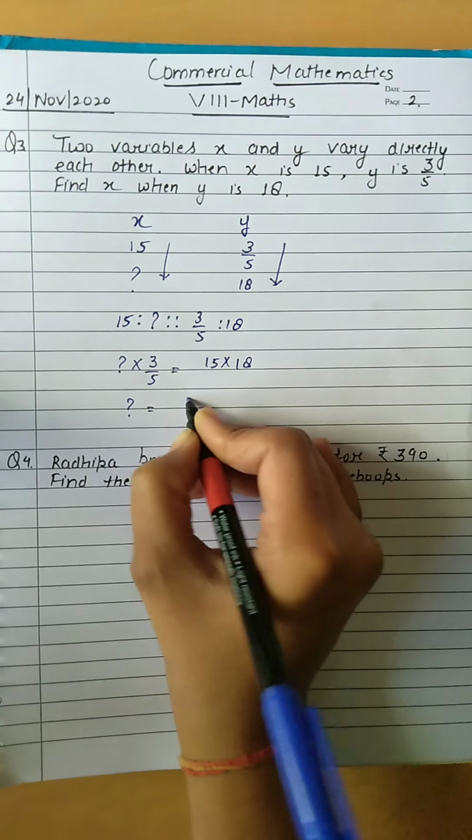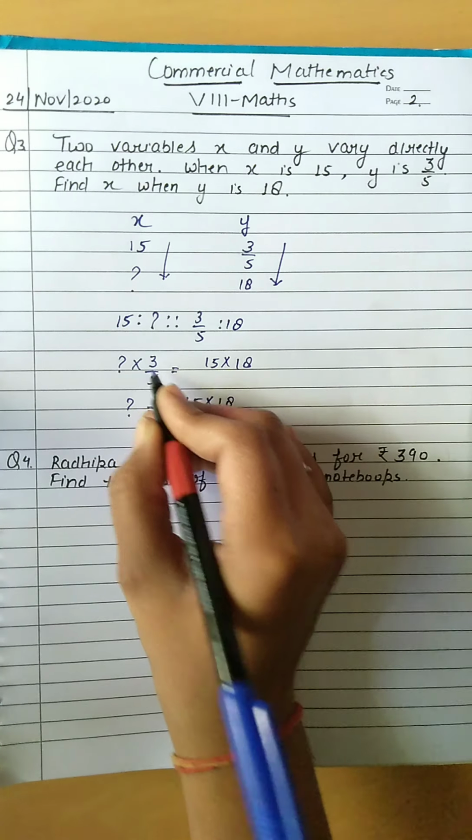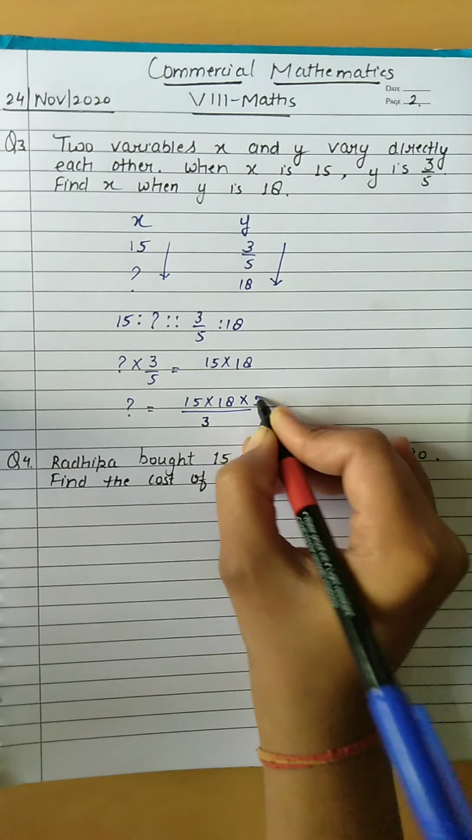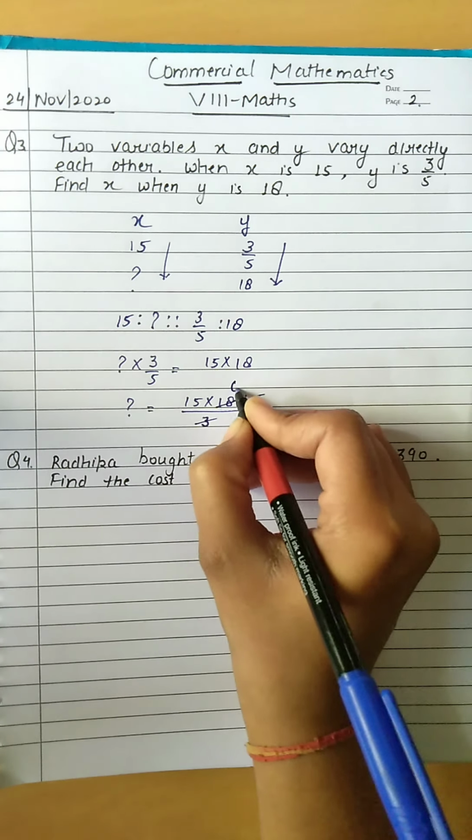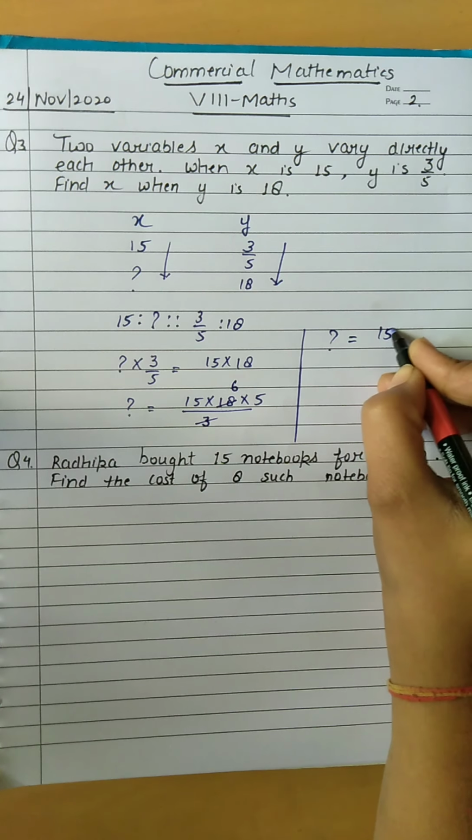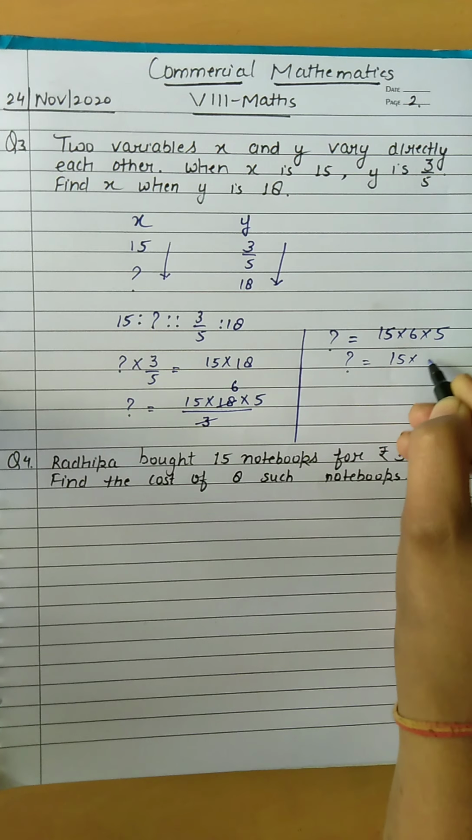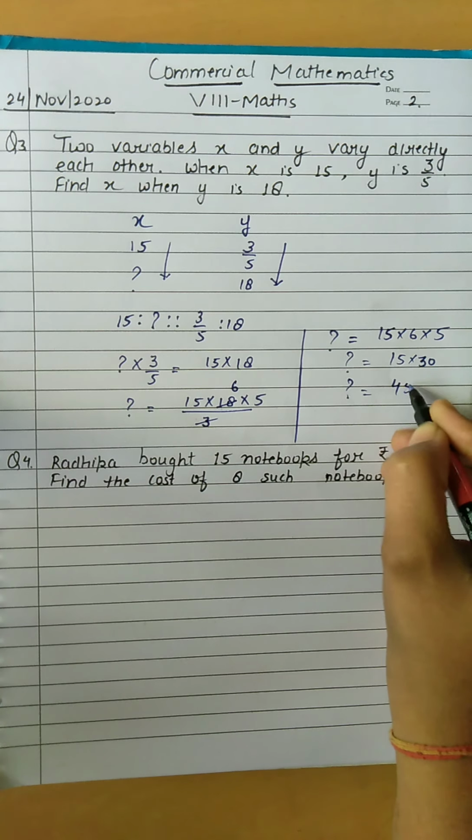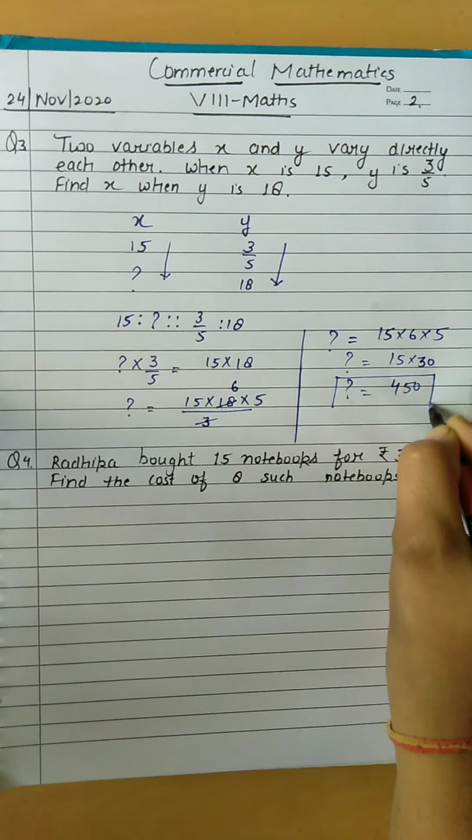Okay, so question mark is equal to 15 into 18, and students, this is multiplied here, so then it will be divided, and this is divided here, so that means it will be multiplied. Okay, any doubt here? Okay, so 3 6s are 18. So students, we have question mark is equal to 15 into 6 into 5. So that is 15 and 6 5s are 30. So we have 15 3s are 45, that means 450. Okay students, so that is the value of question mark.